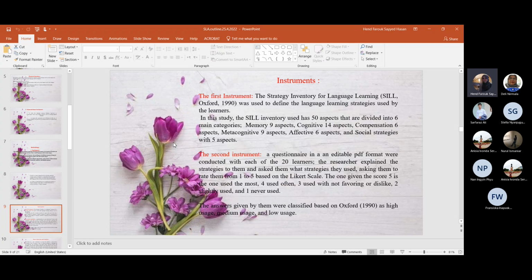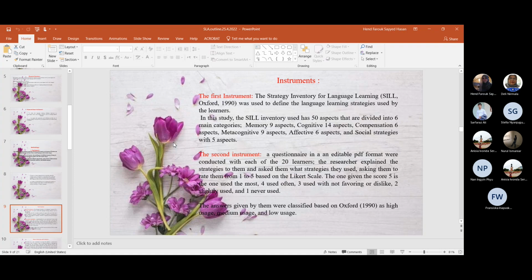The second instrument is a questionnaire in an editable PDF format conducted with each of the 20 learners. The researcher explained the strategies to them and asked them what strategies they used. Of course, I first explained to them what the strategies are, just to draw their attention to the academic terminologies, because they are not aware of them. So I explained it to them as simply as I could.